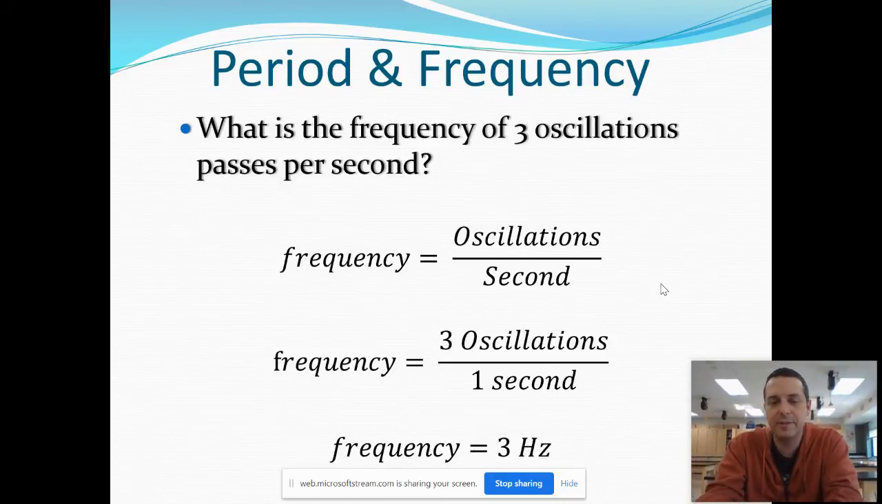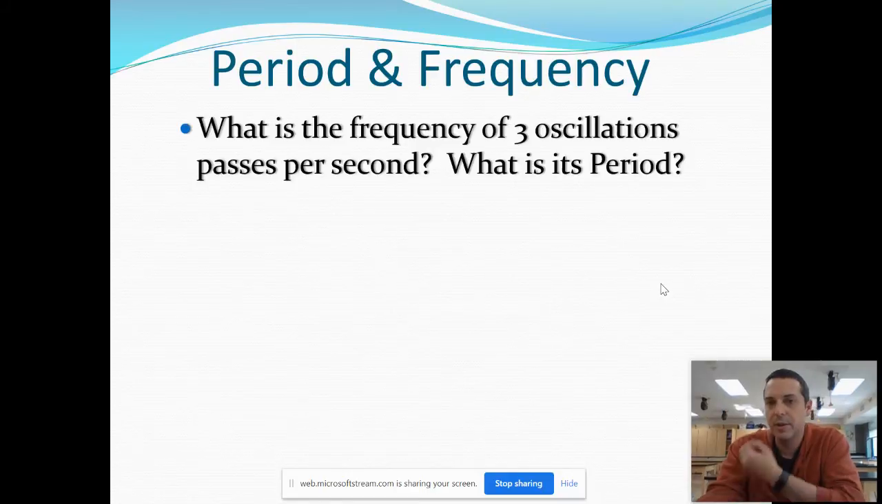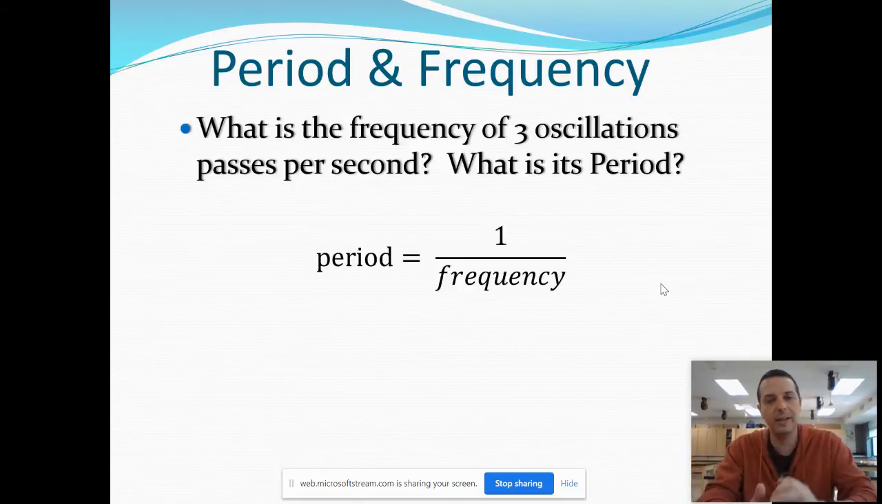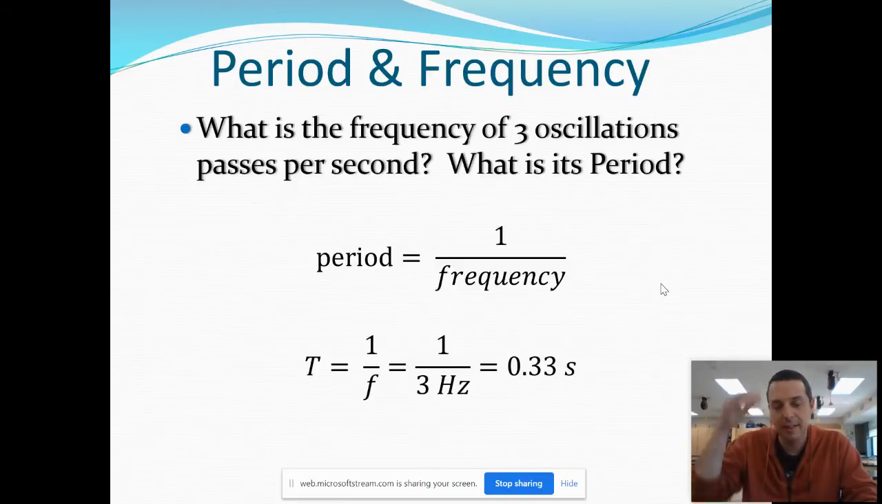If we find out that the frequency is 3 hertz, what about the period? Can we calculate the period from frequency? We know that period and frequency are inverse functions of one another, so if you have period or you have frequency, you could find the other. In your reference tables, they say period is 1 over frequency. Symbolically, that looks like T, the capital T, is equal to 1 over f. Frequency is 3 hertz, so 1 divided by 3 hertz will give you 0.33 seconds.